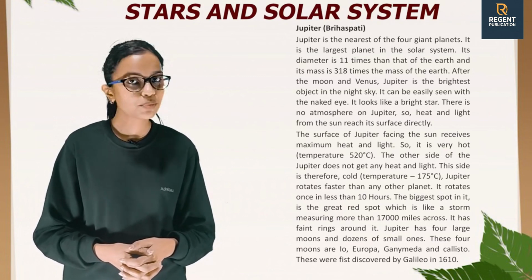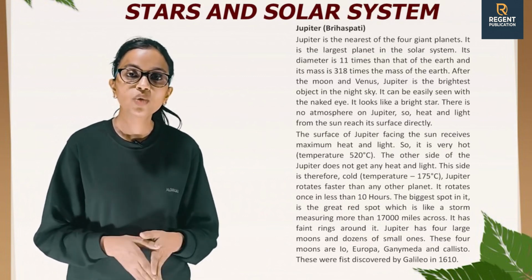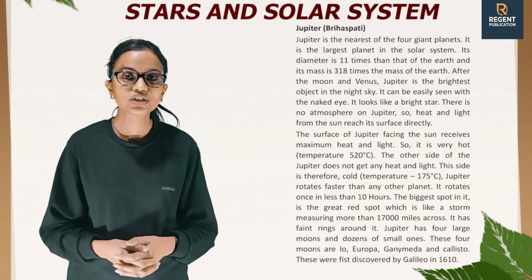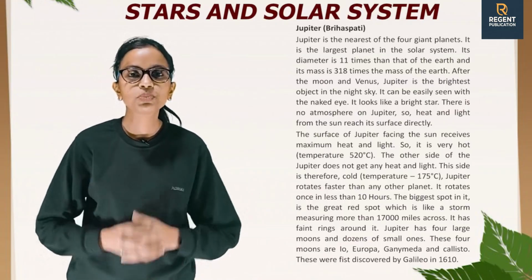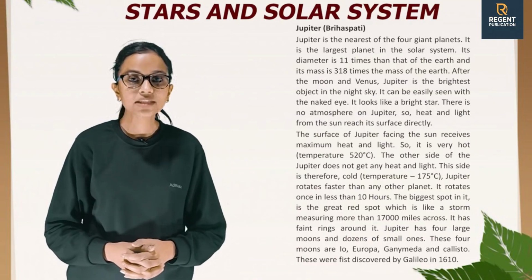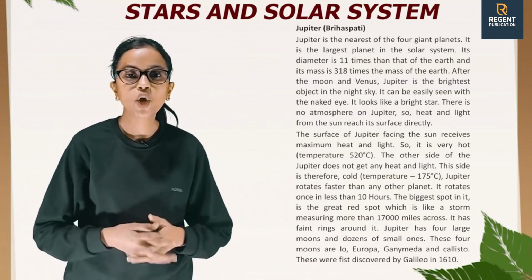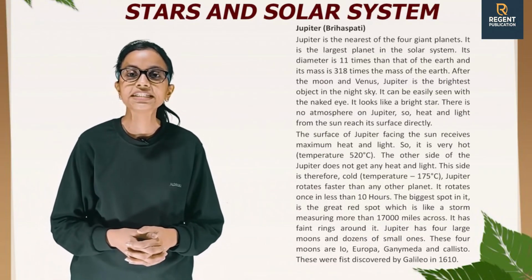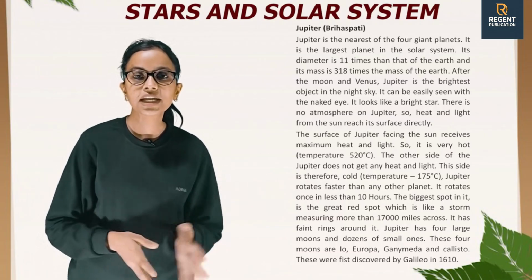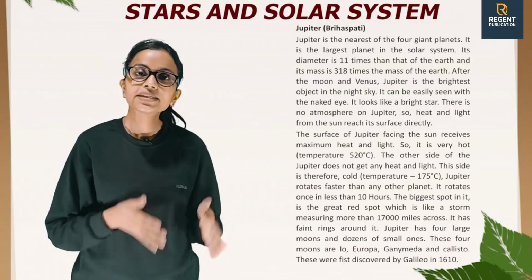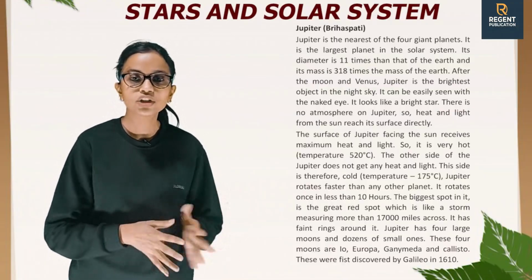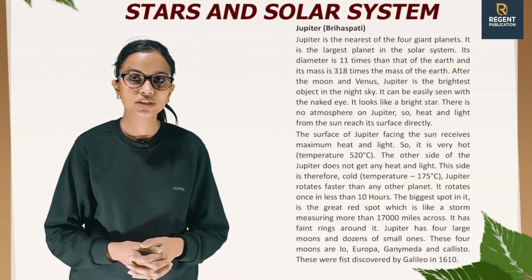There is no atmosphere on Jupiter, so heat and light from the Sun reach its surface directly. The surface of Jupiter facing the Sun receives maximum heat and light, so it is very hot, with a temperature of 520 degrees Celsius. The other side of Jupiter does not get any heat and light. This side is therefore cold, with a temperature of -175 degrees Celsius.